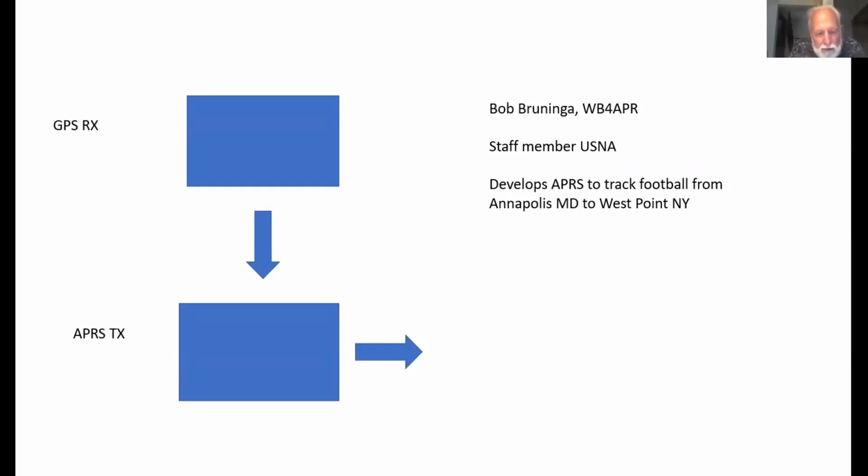So he designed a system, and at this point, GPS receivers were just coming into play. So Bob Bruninga designs a system where he takes some of the data from a GPS receiver, puts it into the message packet of an AX.25, transmits it, and then he designs the software with mapping to follow the progress of the football. And this worked, and it was the first transmission of APRS, Automatic Packet Reporting System, which not uncoincidentally goes along with his call, WB4APR.